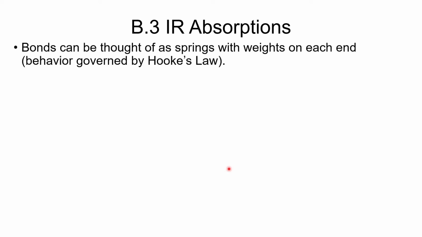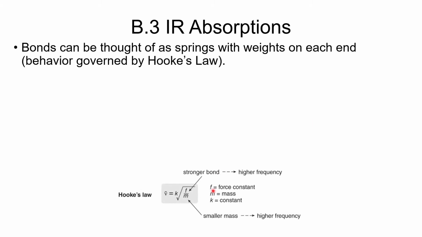All right. We can think of bonds as springs that have weights on the end. It's not a perfect analogy, but it's actually pretty good. And so the behavior of springs is governed by Hooke's law. And so here is Hooke's law. It says that the wave number is going to be equal to a constant, and we're not going to worry about what the constant is at this moment because we're not going to actually calculate these things, times the square root of this ratio of a force constant over the mass. Well, that force constant is essentially the strength of the bond. And then the mass is the mass of the atoms that are on that bond.